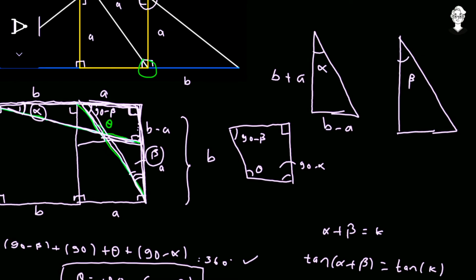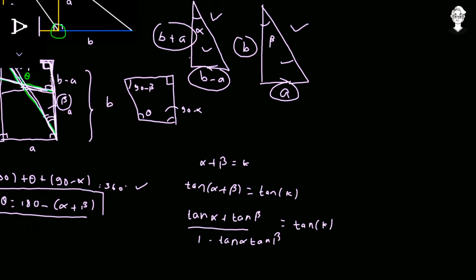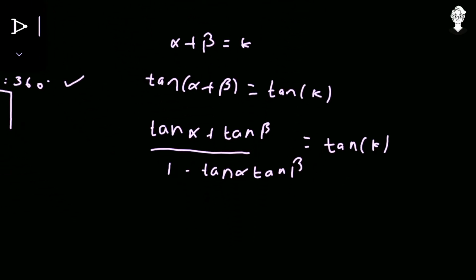The adjacent side is b, and the opposite side is a. So now we can have the value of tan of alpha, that is perpendicular upon the base, and tan of beta, that is perpendicular upon base. Now as we have seen this right angle triangle and this right angle triangle having the angles alpha and beta, we can easily have the value of tan of alpha and tan of beta.